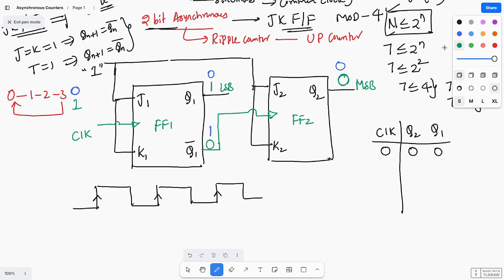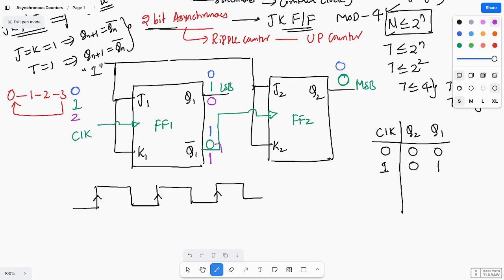So at the first clock pulse, the MSB Q2 is 0 and Q1 is 1. At the second clock pulse, what happens? Again it always toggles. It toggles from 1 to 0, and as it changes to 0, this becomes 1.